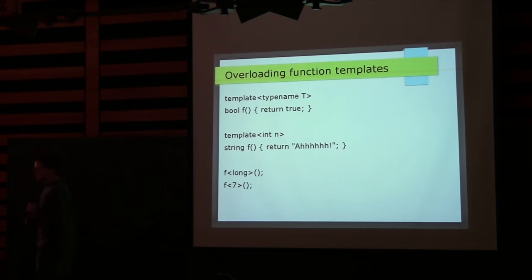So fortunately, you can overload function templates in this way. You can have these two functions. f of long will return true, and f of 7 will return the other, and that's fine. So we can actually have both makeArray versions exist without having to change the name around, one where users specify the type and one where they don't. And it works just fine.